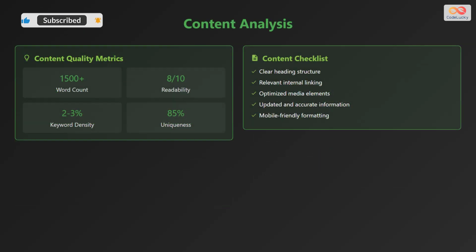It's time for content analysis, examining both content quality and adherence to a content checklist. When it comes to content quality metrics, a good target is often having 1,500 plus words, a readability score of 8 out of 10, a keyword density of 2 to 3%, and content uniqueness around 85%. Here's a content checklist, starting with a clear heading structure, relevant internal linking, optimized media elements, updated and accurate information, and finally mobile-friendly formatting.